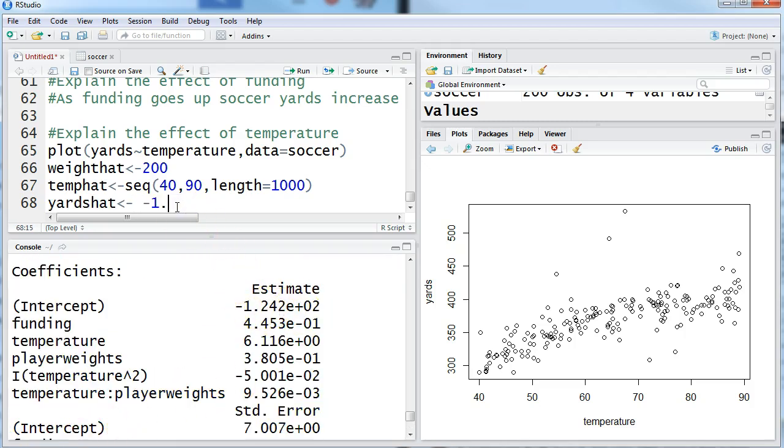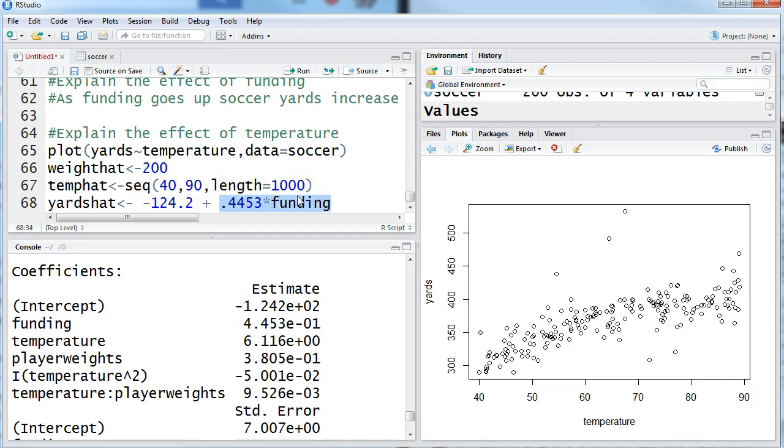It's going to be a negative 1.240 e to the negative 2. So I got to move the decimal 1, 2. And then I have the effect of funding. Now, since I'm talking about weight hat and temp hat, if I leave funding out, I'm still going to get a good picture that explains what's going on. But it might be shifted up or down. It might not land in the middle of my data. It might land somewhere outside because the funding is weird.